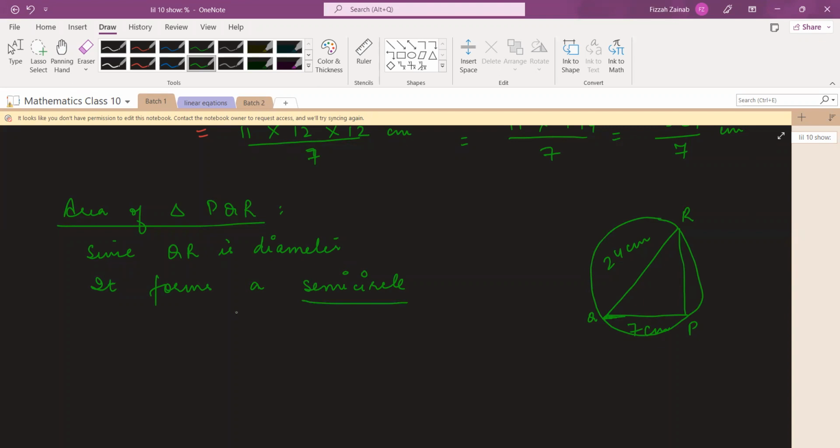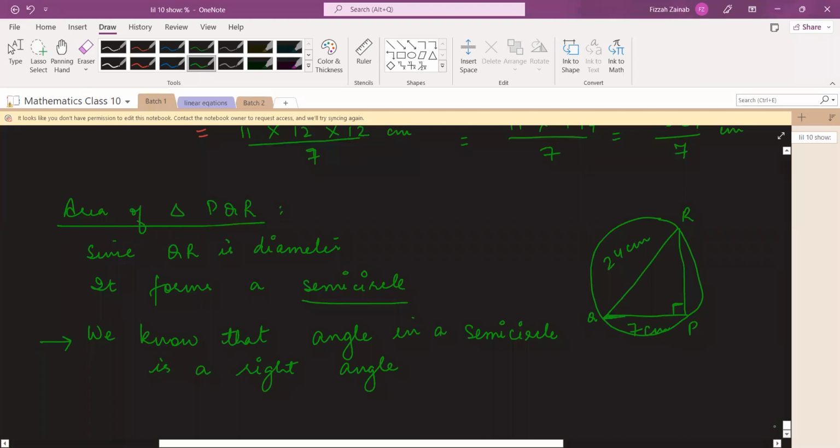Now there's a property that we know, that angle in a semicircle is a right angle. Have you understood this thing? So that means now we know that this angle is 90 degree, right? Now we can use Pythagoras theorem. So this is a property which we have used, right? So let us find out the height of this triangle.